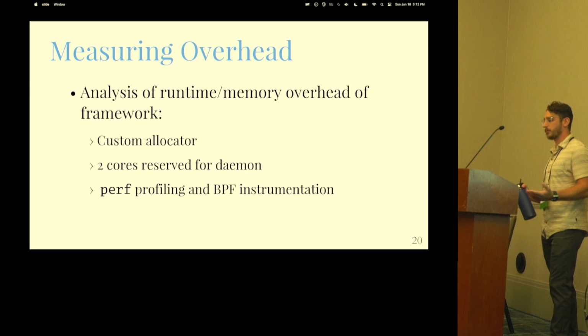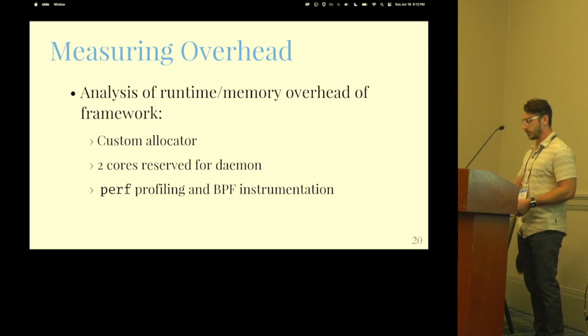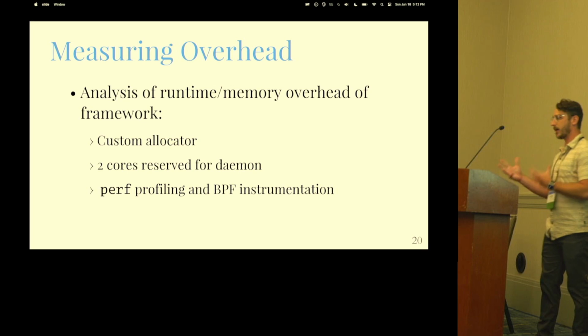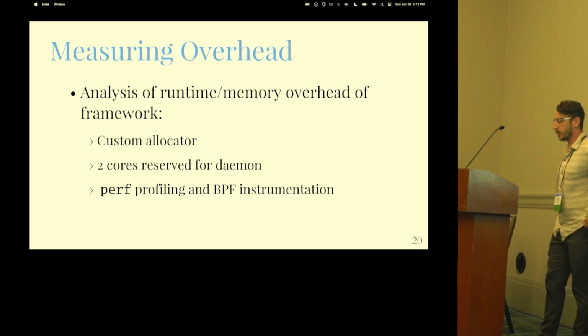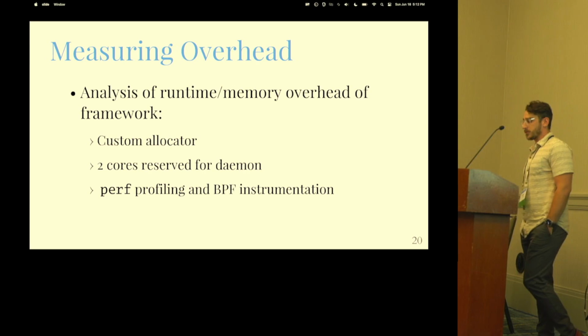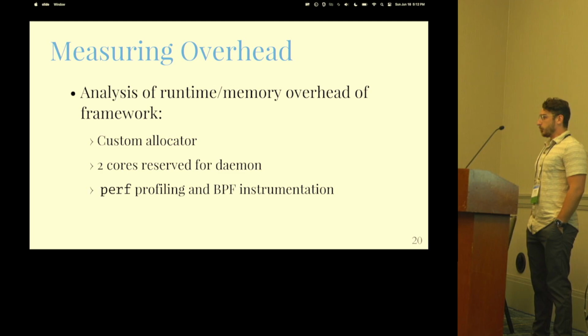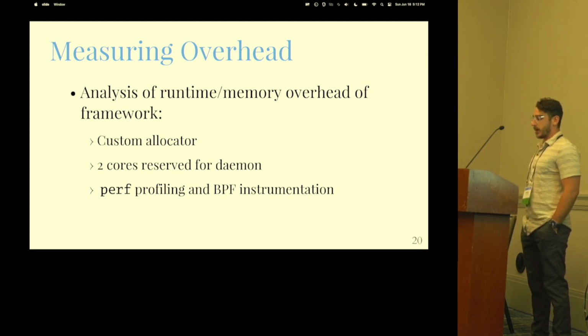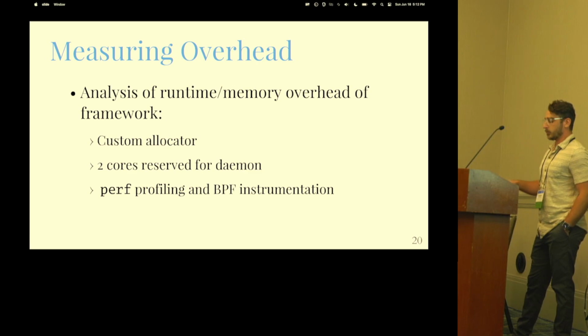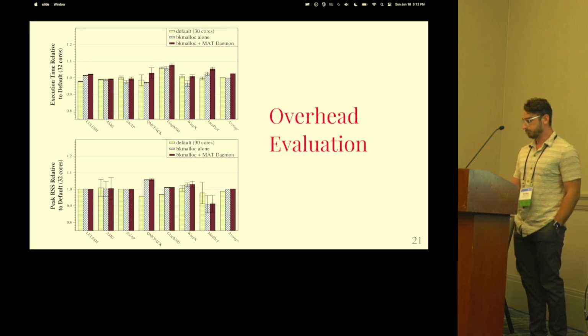But before we go into the performance analysis, I'd like to look at just the overhead of the system, right? We've added a bunch of different things into the system, and we want to know how those impact performance in general. So things like adding a new malloc implementation, what is the performance of that? We also chose to reserve 2 cores for the daemons so that it would be preferred in the scheduler and get work done in a timely manner. So we want to evaluate that. And as well, we're doing all this profiling with perf and BPF, and we want to quantify that.